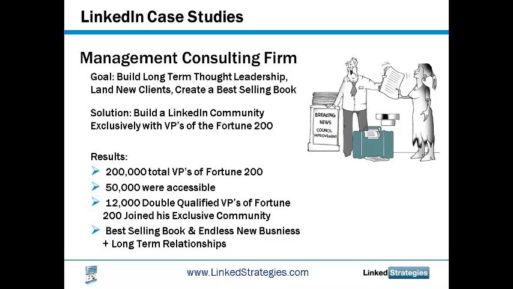So 12,000 vice presidents of Fortune 200 companies, over $1 trillion of buying power in this group already. And what resulted from it was he got a best-selling book. He's literally the hardest guy to reach in the world now because he has endless business coming at him all the time because of his positioning. And he has built a tremendous amount of rapport and long-term relationships with his exact target market. So that's another way to use LinkedIn, a different way to think about it that you may not have thought of.